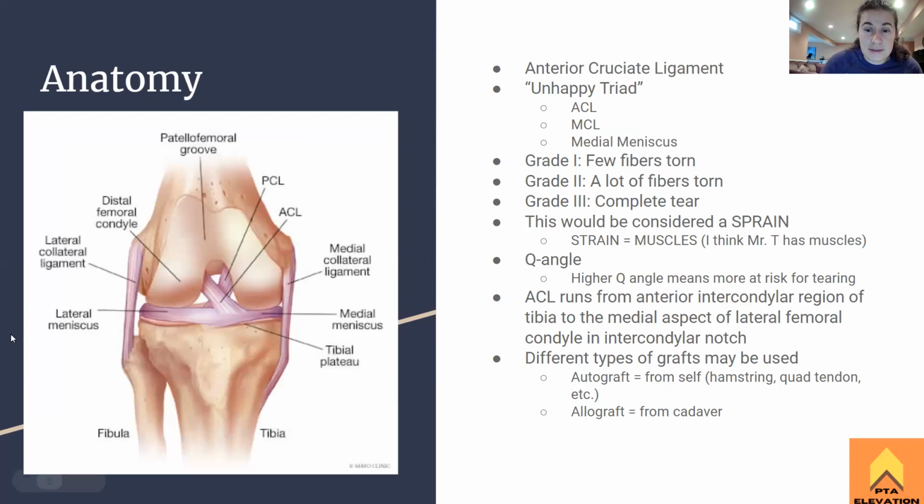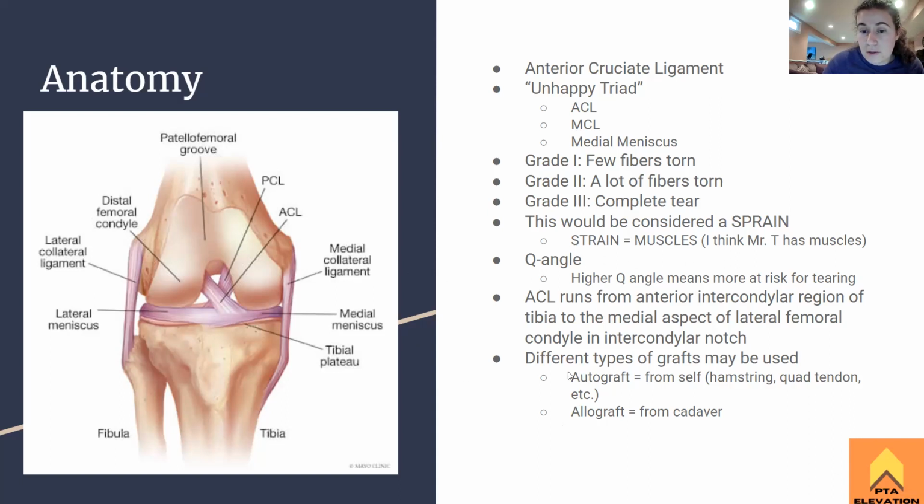Now understand that the ACL itself runs from the anterior intercondylar region of the tibia, right here above the tibial tuberosity, and inserts on the medial side of the lateral condyle of the femur in the intercondylar notch. It prevents anterior translation of the tibia. If it's not working, we're going to see anterior translation of the tibia, meaning the tibia slides forward out of place and looks wonky, and we're going to see some knee instability. With a grade 3 tear, or grade 3 sprain, we're probably going to see this individual needing reconstructive surgery.